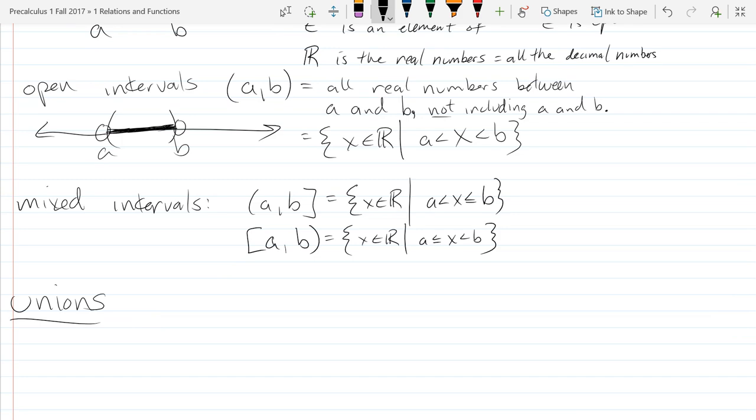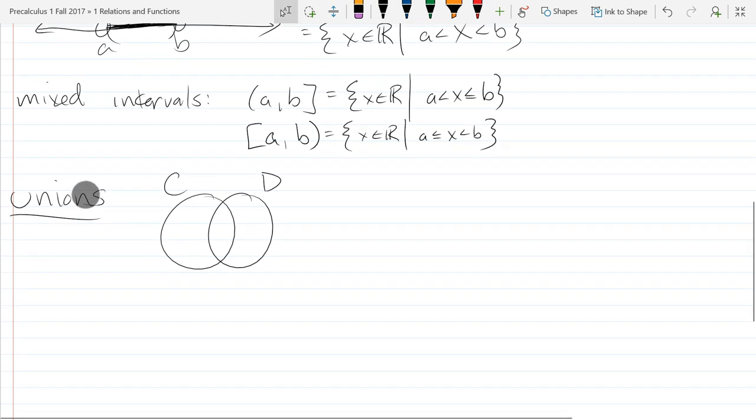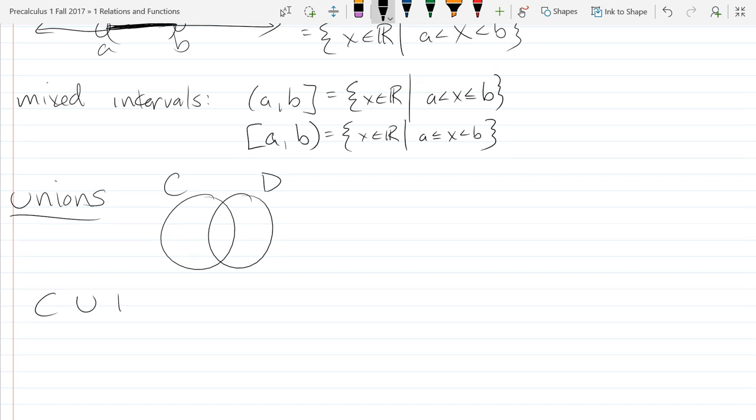So what are unions? You've seen a Venn diagram before. So let's say this set is called C and this set is called D. The union is everything in C or in D. So C union D, this is everything in C and also everything in D.